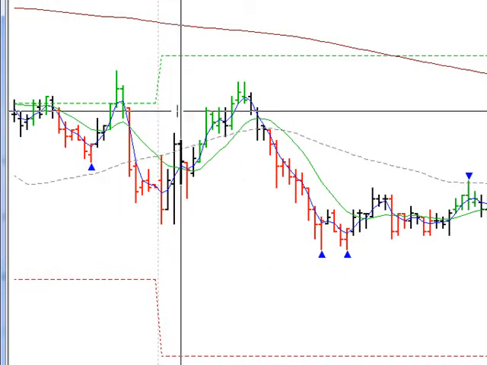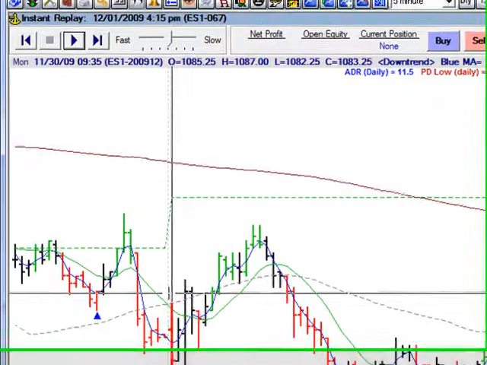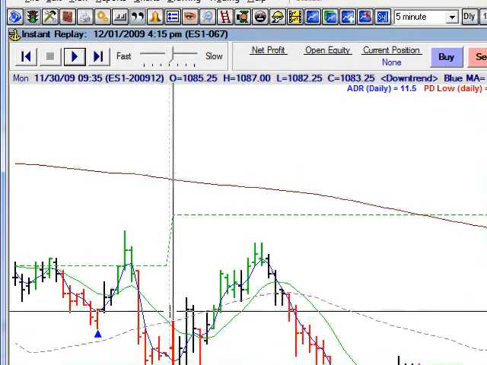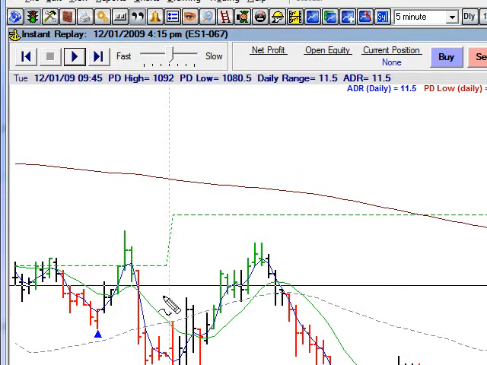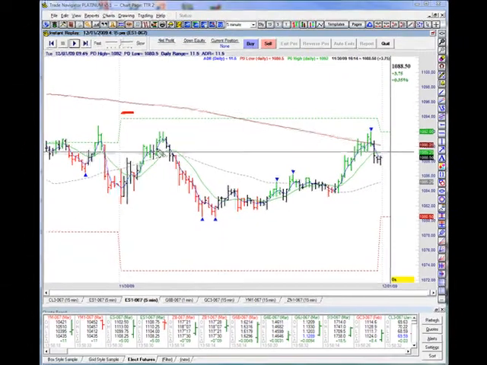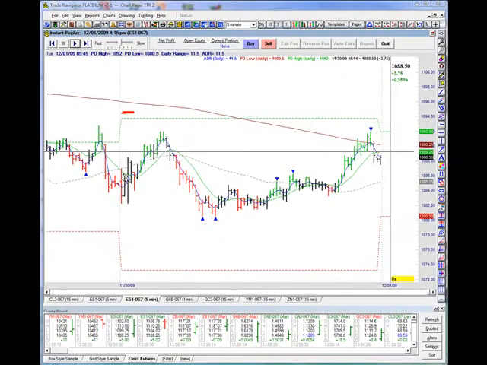So if we take the low of our first 5-minute bar here, which came in at 10.82 1/4, and add 11.5 to it, we come up to 10.93.75, right around this area. So that is our upper average daily range, our U.